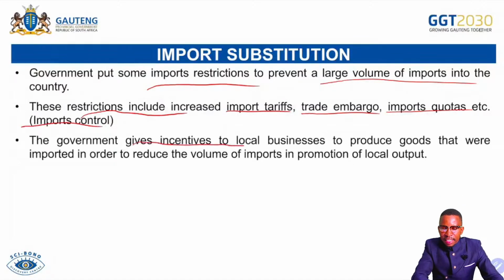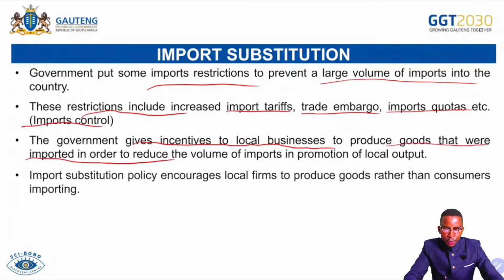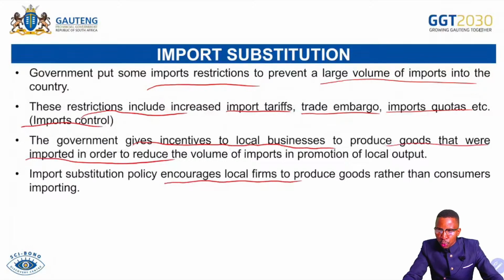The government gives incentives to local businesses to produce goods and services that were imported before so that there will be a smaller volume of imports coming into the country. So import substitution encourages local firms to produce goods rather than consumers importing them.